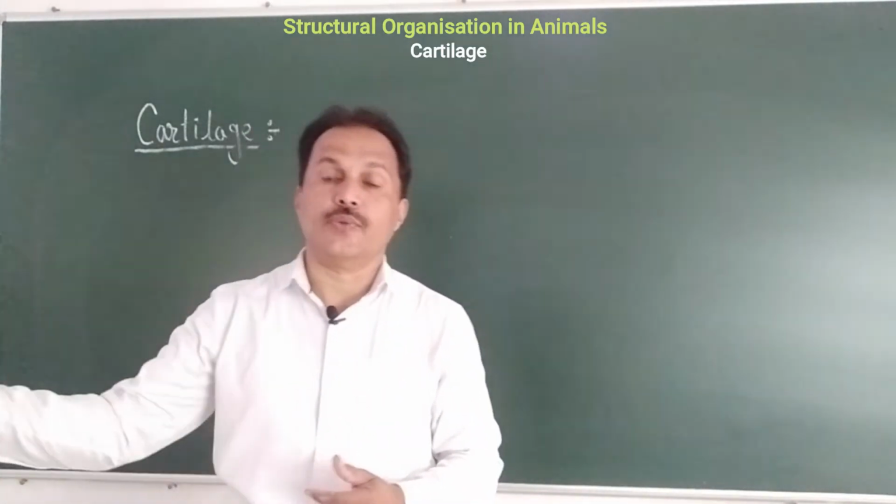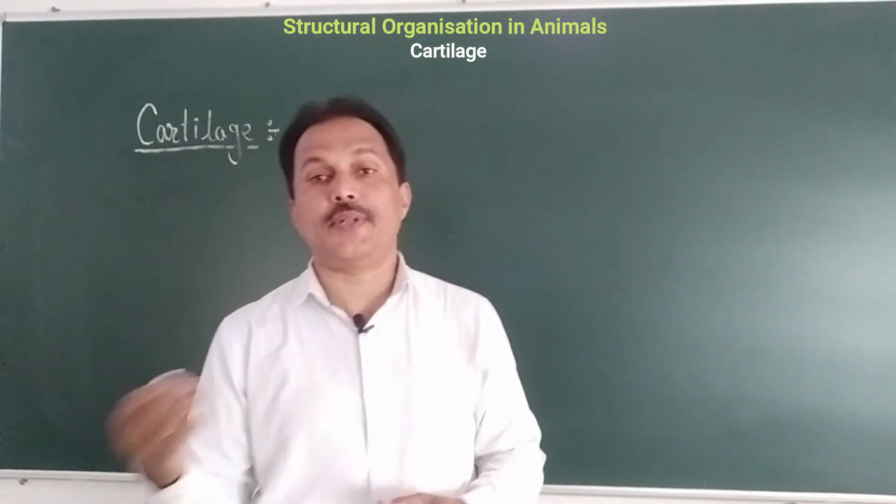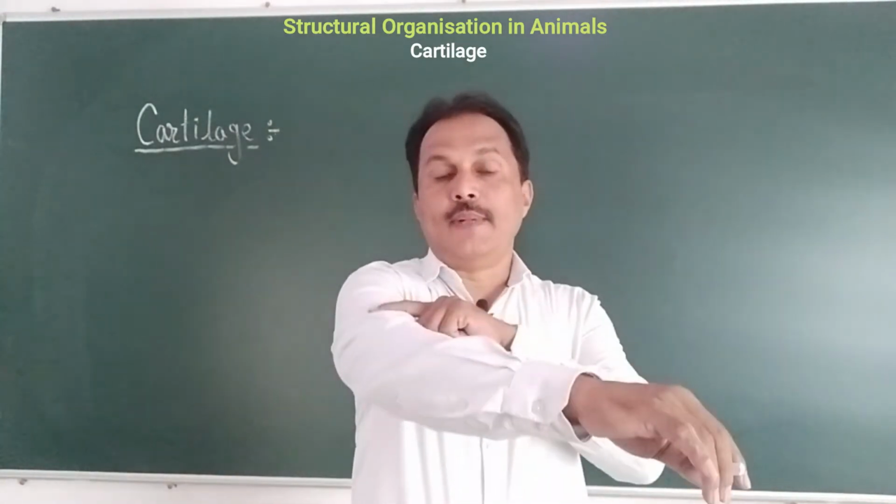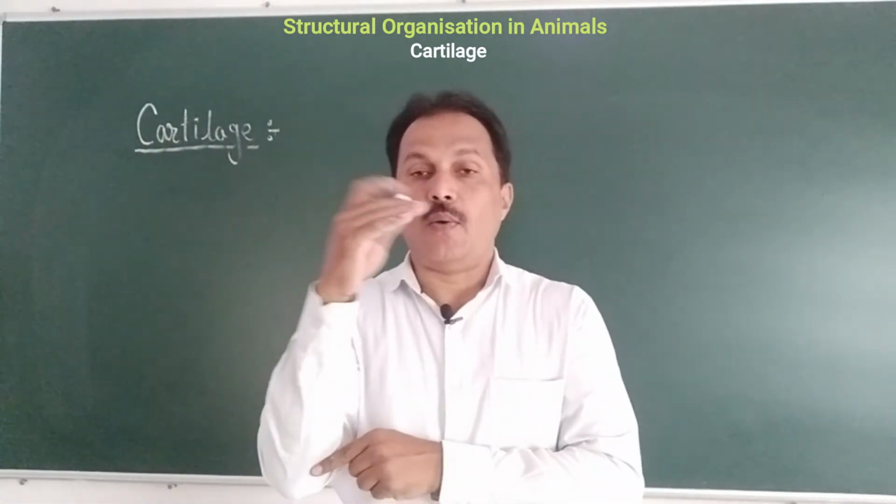Specialized connective tissue which gives support to the different body parts, especially between the joints. When two bones are placed together, in order to avoid the friction between these two bones, there is one layer of cartilage present at both the ends of the bone.